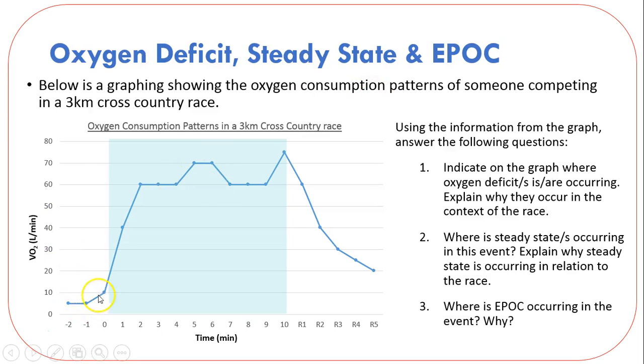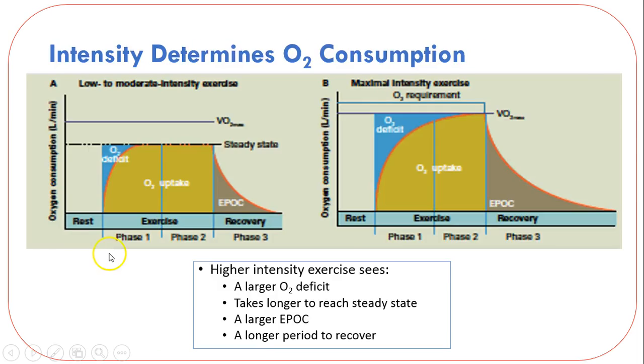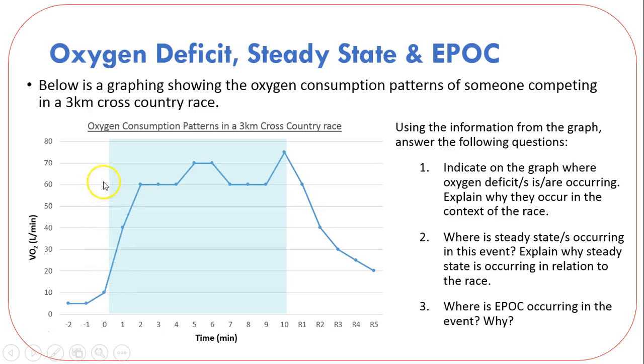So you can see initially we've got this anticipatory rise. We start to exercise and we have this period where we're increasing our oxygen consumption quite rapidly. So our oxygen deficit would be this, let's go back, this period of time. That's our oxygen deficit where we're not meeting the demands. Once we meet the demands, we've got steady state here.